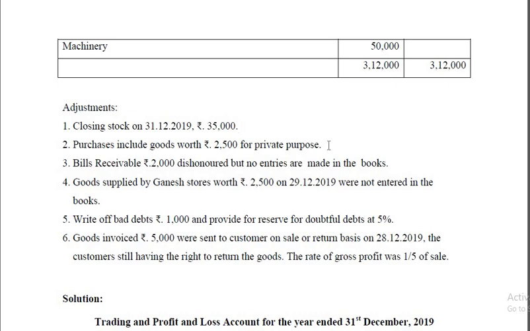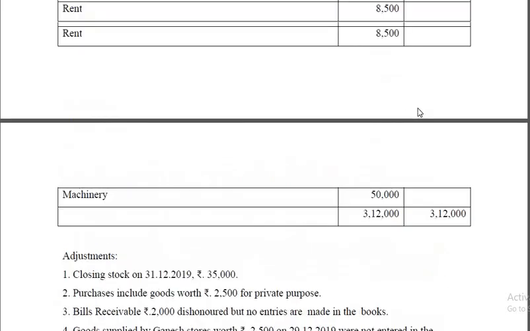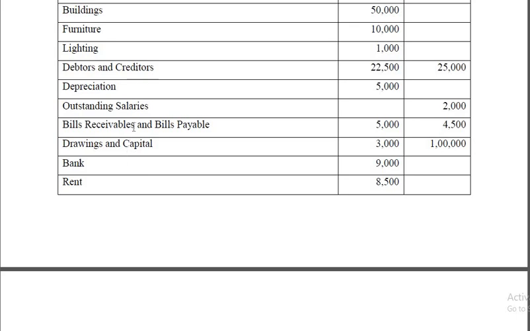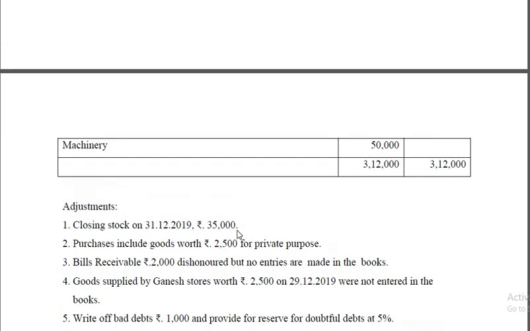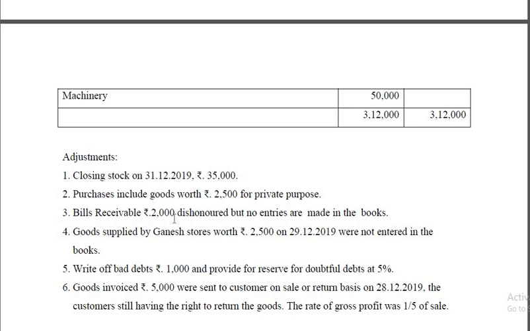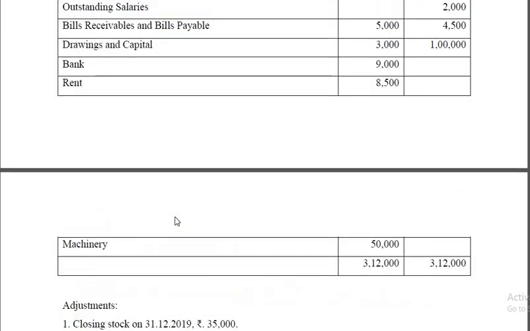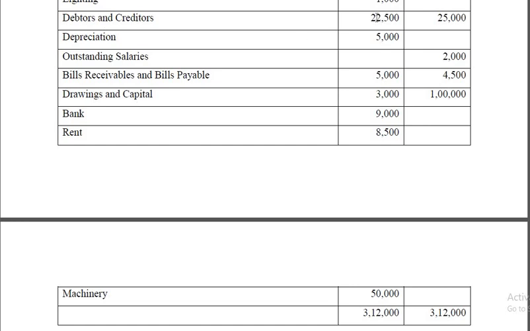And as far as bills receivable is concerned, say you have got bills receivable here 5,000. From that you have to deduct these 2,000 rupees. Okay, so deducted from bills receivable in the balance sheet, and added to sundry debtors of 22,500 in the balance sheet.